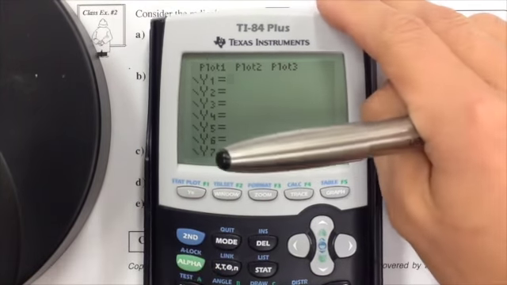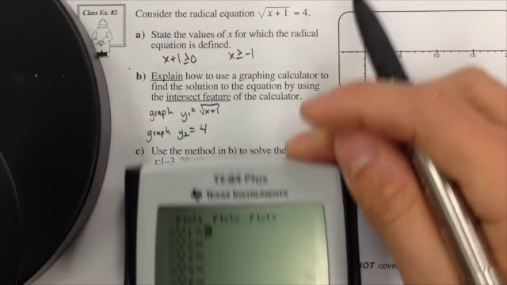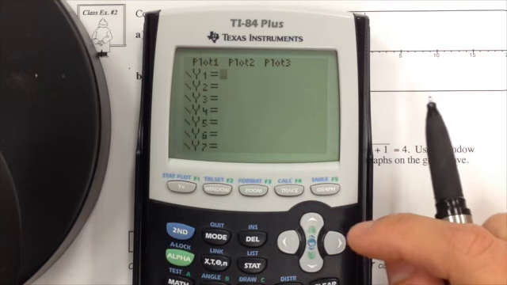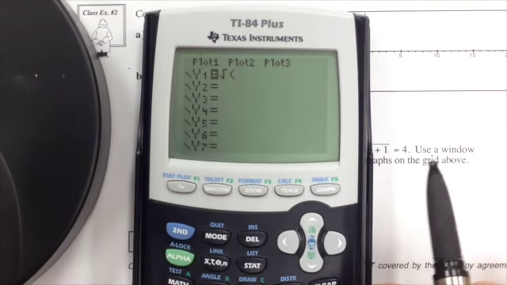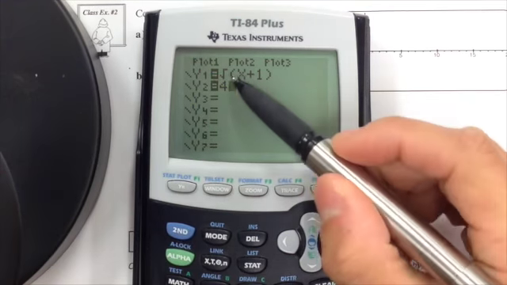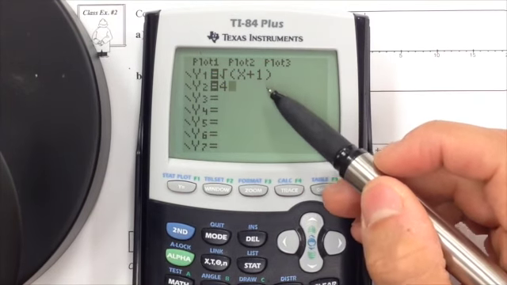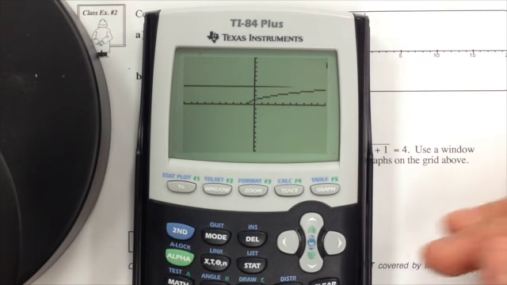Okay, so what we want to do is find out where these two lines, y1 and 4, are going to intersect. Okay? So in this part of my equation I'll have the square root of x plus 1, and down here I'm just going to have 4. Right? So don't forget the square root, and don't forget to close your brackets here. And then when you graph this, it will look something like this.